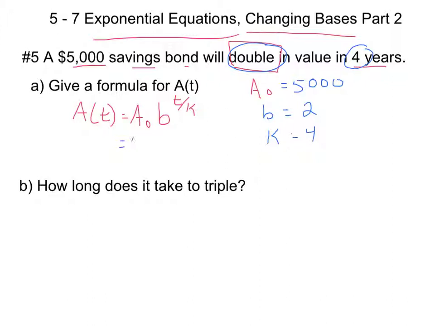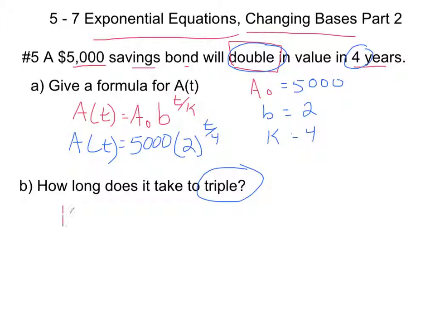We start with our initial amount, which is $5,000. We're doubling it every 4 years. And this will work for any time period t. And there you go, that's the formula. How long does it take to triple? Well, if you started with 5,000, how much do you end up with if it triples? Well, that's 15,000, 5,000 times 3. So 15,000 equals 5,000 times 2 to the t over 4 power. And you just need to solve this for t.